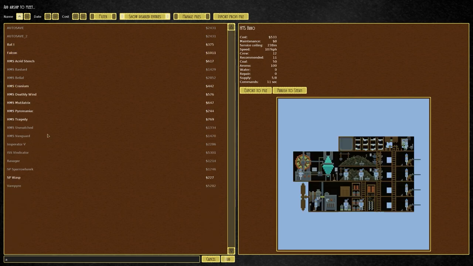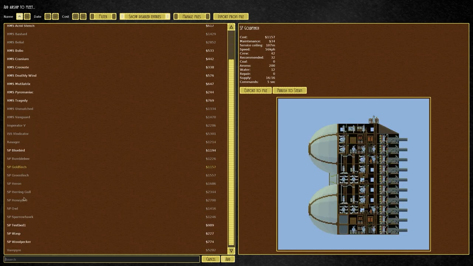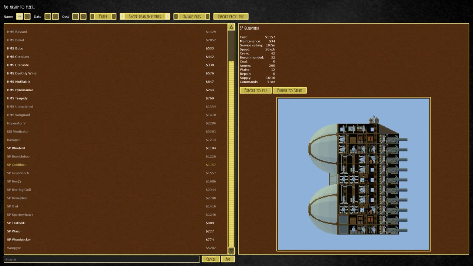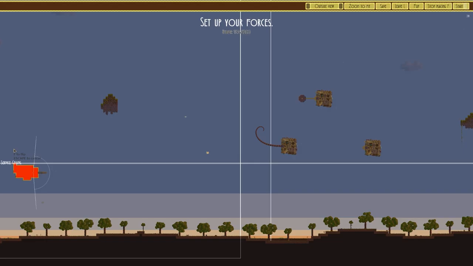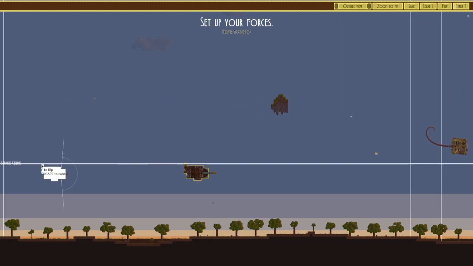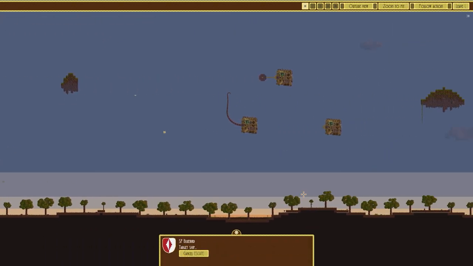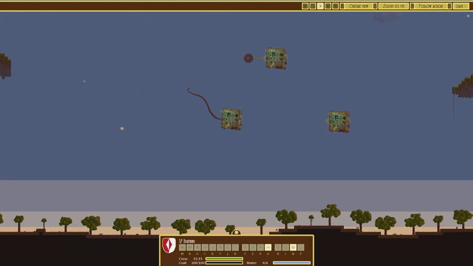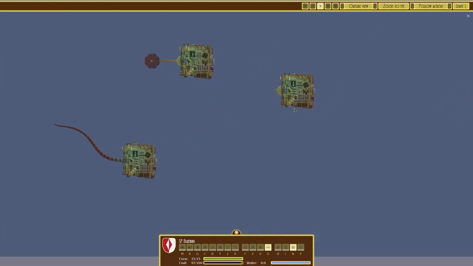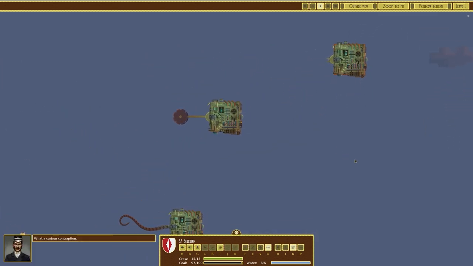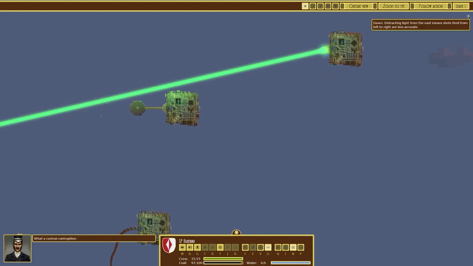Something high level would probably function, however with the lasers we may have some problems, so I'm going to probably put in the bluebird. I think that is probably the best chance we have in defeating this. I'm going to target the one at the back with the laser because I think we can outmaneuver these. So it's firing away, and the problem is that shots fired from left to right are less accurate.